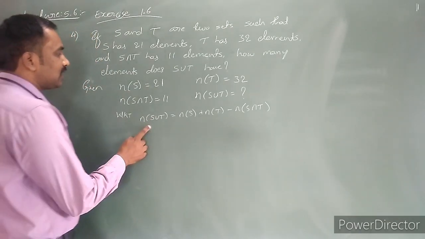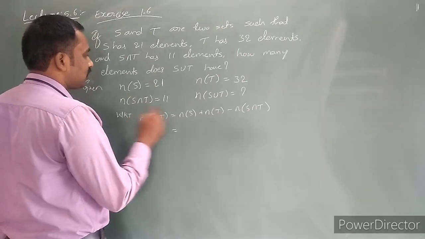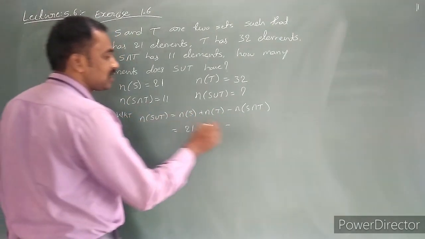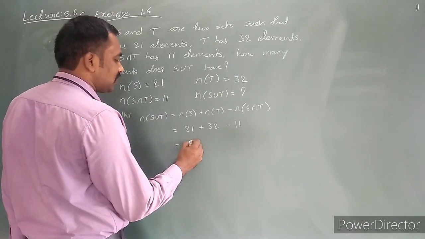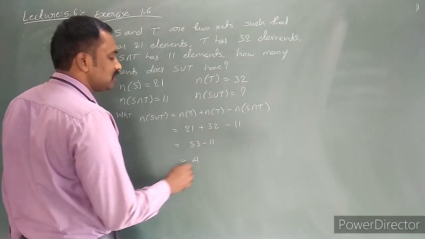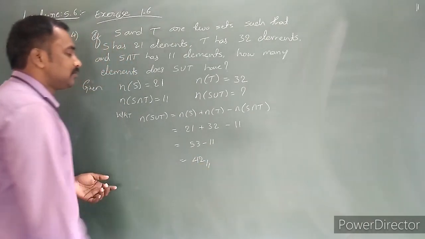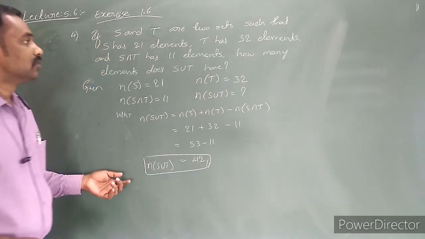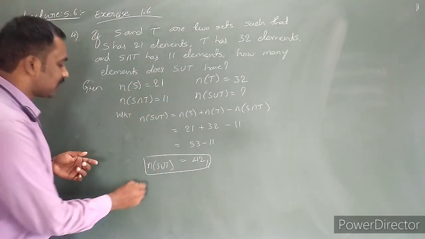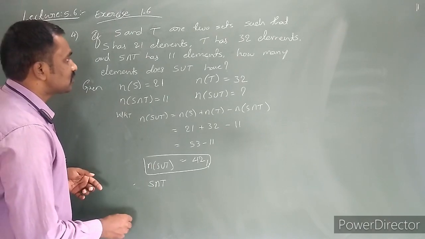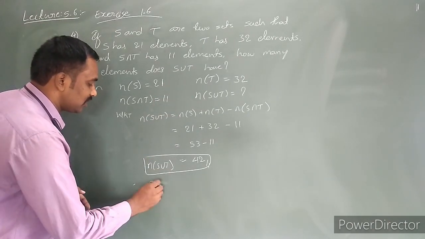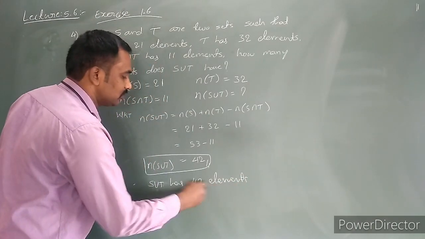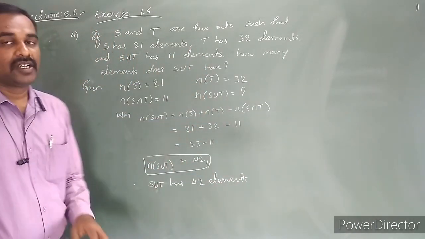Replace all the values. We have to find N of S union T is equal to how much? It is equal to N of S, 21, plus N of T, 32, minus N of S intersection T, 11. So 21 plus 32 is 53, minus 11, that means 42 elements. 53 minus 11 is 42. So therefore N of S union T is 42. That means S union T has 42 elements. Very simple. Is that clear? Very simple one. Now go to the next one.